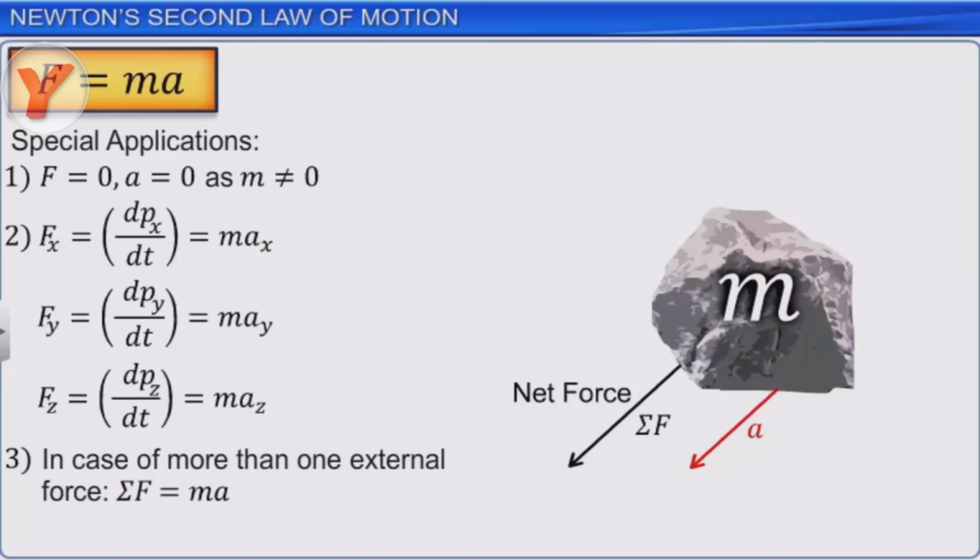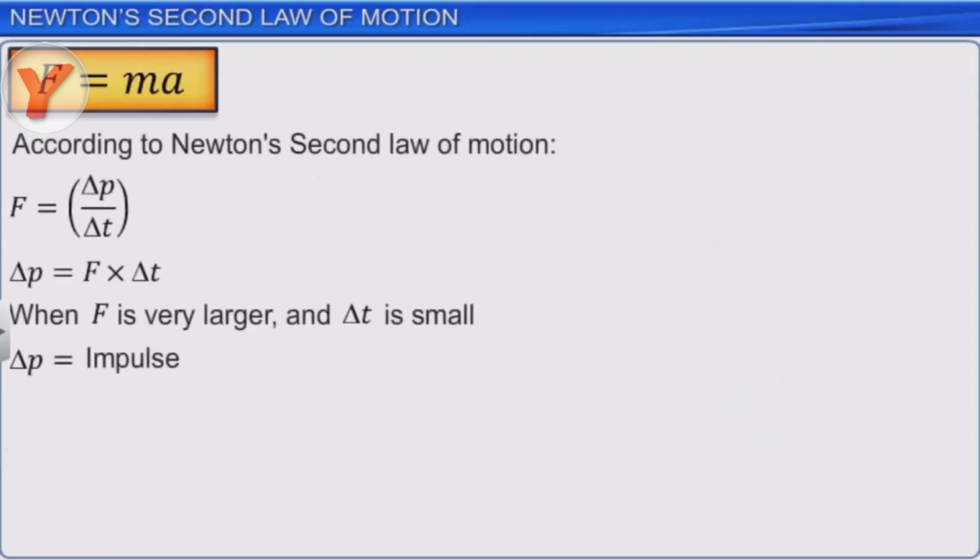Newton's second law of motion can also be written as change in momentum is equal to the product of force applied and the length of time for which it is applied. If a very large force is applied for a very short duration of time, it results in a large change in momentum of the body.